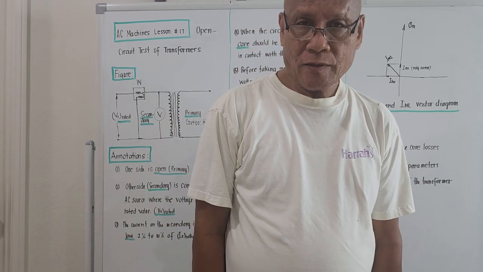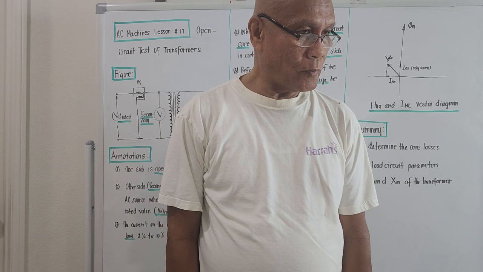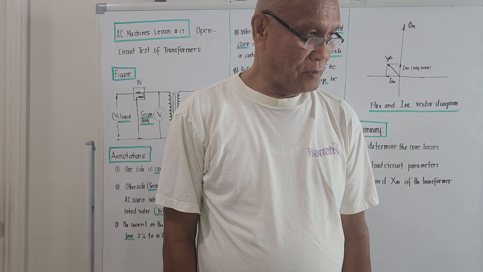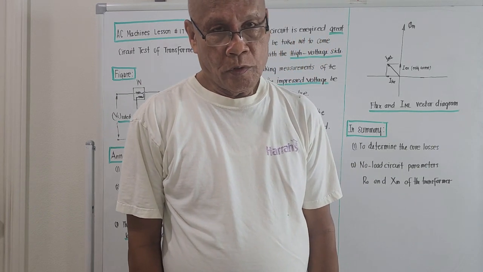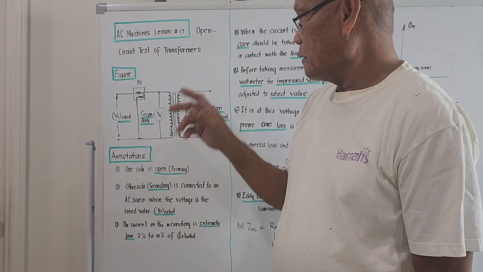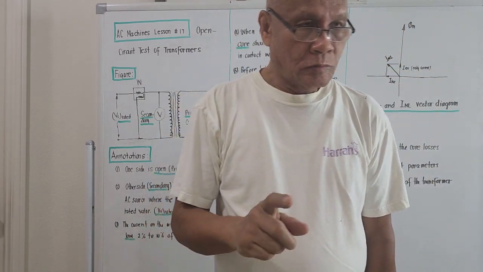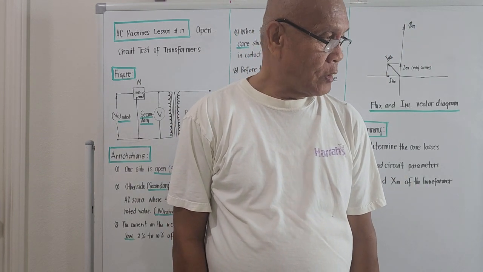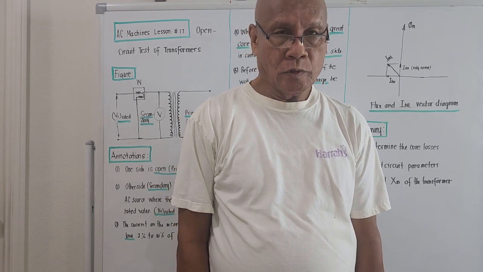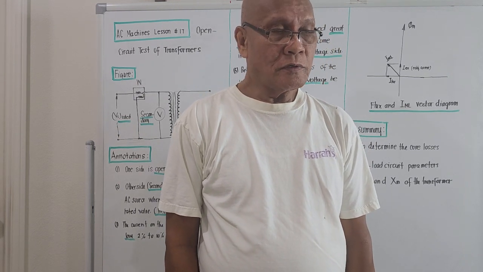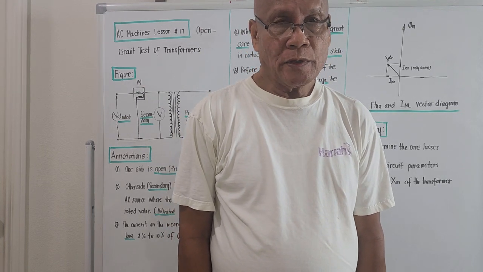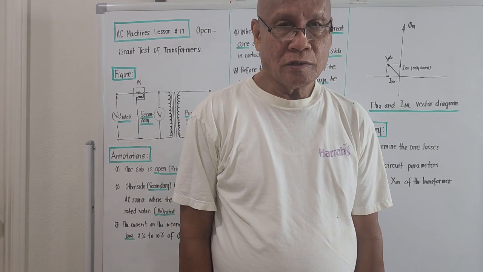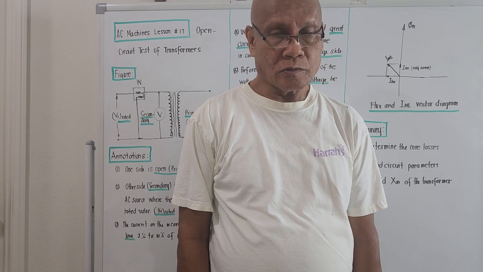My topic for tonight will be a long video format discussion, one of the long video formats under my channel. It's alternating current machines, and I am now on lesson number 17. For those of you following my AC Machines lecture, the topic for lesson number 17 is the open circuit test of the transformers, used in the so-called determination of the core loss.